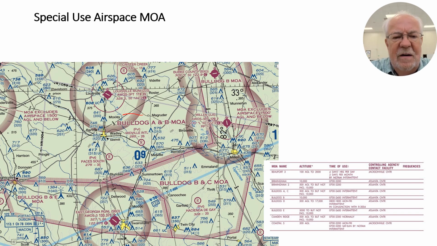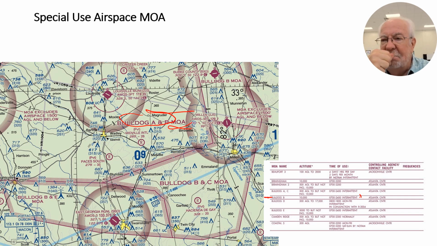Typically, though, military MOAs are always desert MOAs. So we look down there till we see Bulldog A. Bulldog A is this one here. It starts at 10,000 feet, way above us. And it's between 7 o'clock and 2 o'clock in the morning. Is that 2? No, midnight. I'm sorry. Intermittent, though, which means we want to check with the controlling facility.